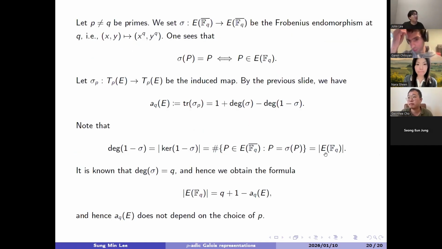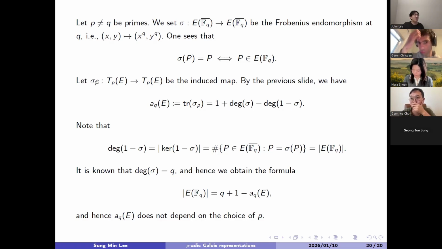Why does it matter? Because it gives us a very nice corollary that I use all the time whenever I'm doing the mod P reduction of elliptic curves. Just choose two distinct primes, and let sigma be the Frobenius endomorphism from E(F_q bar) to E(F_q bar). The Frobenius endomorphism basically means sending (x, y) to (x^q, y^q). And you see sigma(P) equals P, so x^q equals x and y^q equals y. That means x and y should be elements of F_q. So this is true if and only if P is in E(F_q).